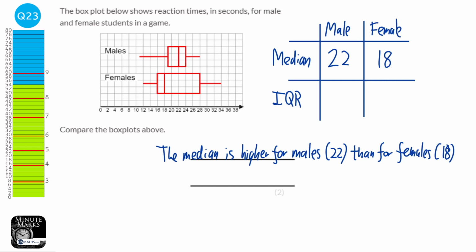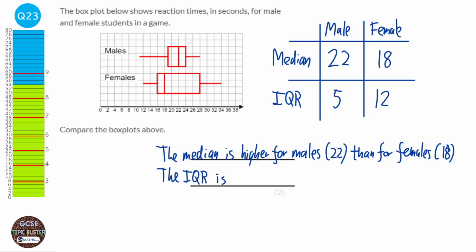And so that would be 24 take away 19, which would be 5. And for the females, it would be 28, which is this one here, take away 16, which is this one here, and that will give you the answer of 12. So the next sentence we say is the interquartile range. They don't mind you writing IQR, that's absolutely fine.